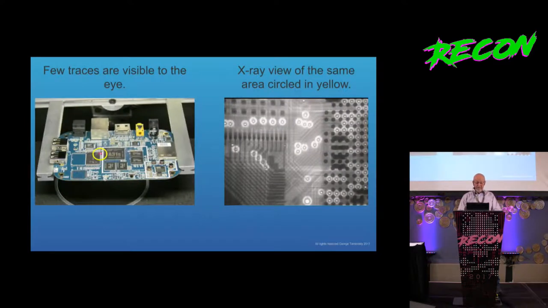Okay, so here's a board. This is the board on the left. There's virtually nothing you can see because what they did was they put a plane layer on top, covering the entire board. So all the traces are internal, or the majority of them. So to the right, you can see that they're everywhere.